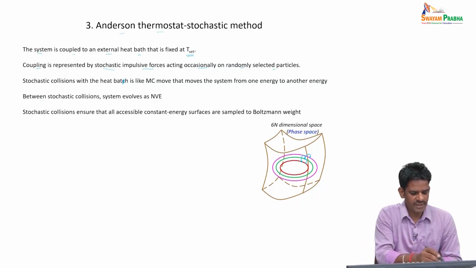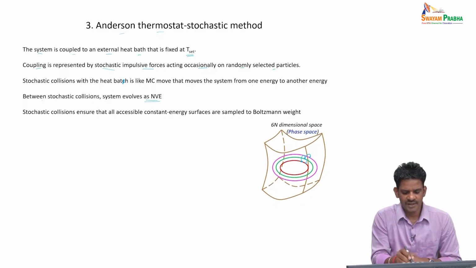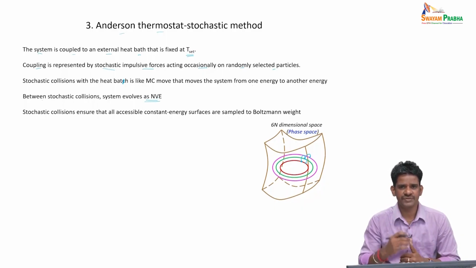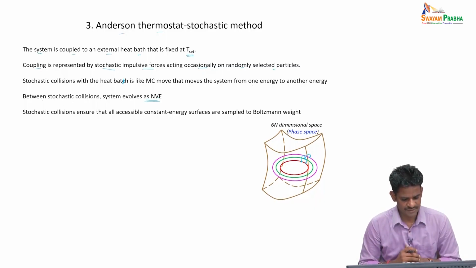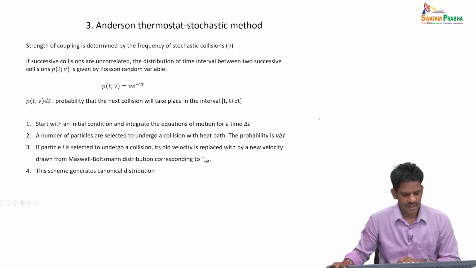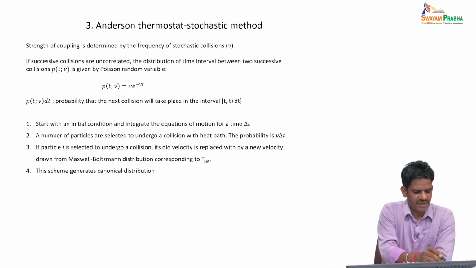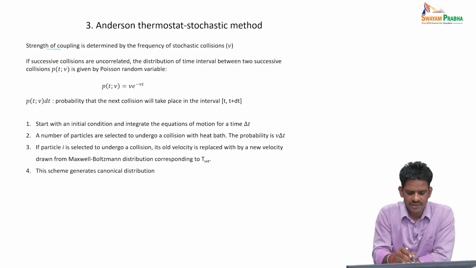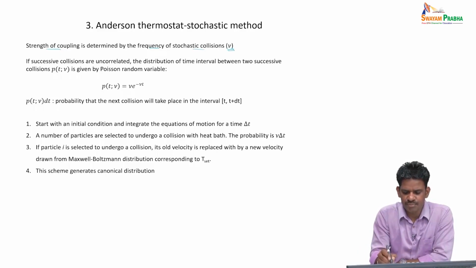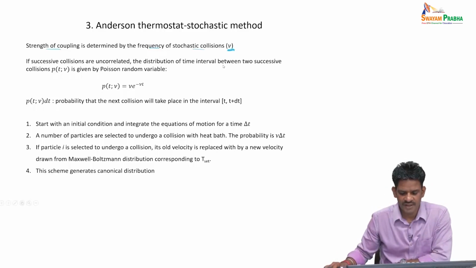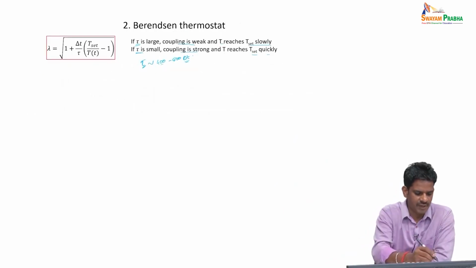Now between those stochastic collisions, we look at the system as if it is a constant energy system. Whenever the energy is exchanged with the surrounding, only then the energy changes, otherwise the system behaves like a constant energy system. So with this we will try to implement this algorithm. In this case also the strength of coupling between the system and surrounding is given by a certain rate known as the frequency of stochastic collisions, nu. This is a parameter which resembles the coupling constant that we used in the Berendsen thermostat, which was tau.